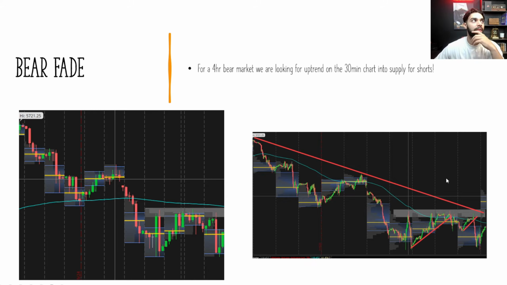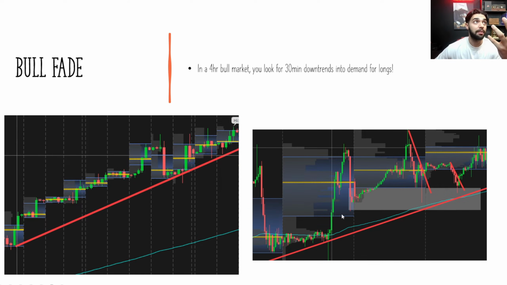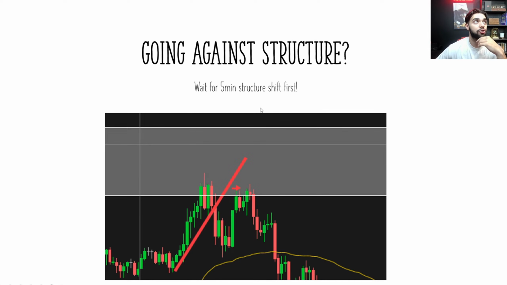Simple stuff though. Now a bull fade is the same thing, just backwards. We're looking for a 4-hour uptrend, and then a 30-minute downtrend into a demand for longs. Super simple.